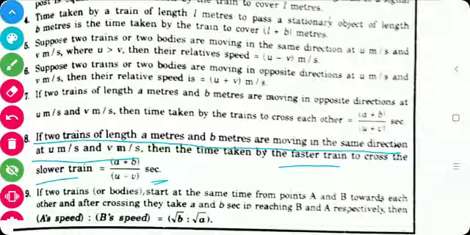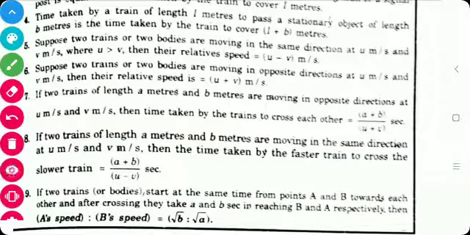If two trains or bodies start at the same time from points A and B towards each other, and after crossing they take a and b seconds reaching B and A respectively, then A's speed to B's speed is root b to root a. So these are some of the formulas, and by using these formulas we will solve the problems.